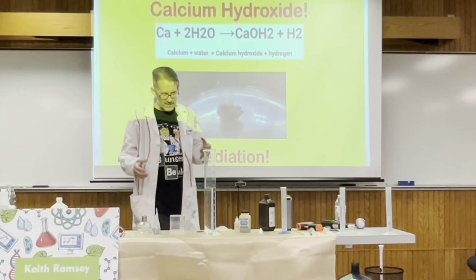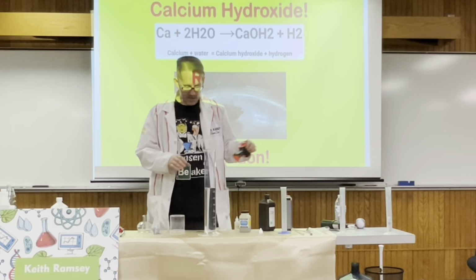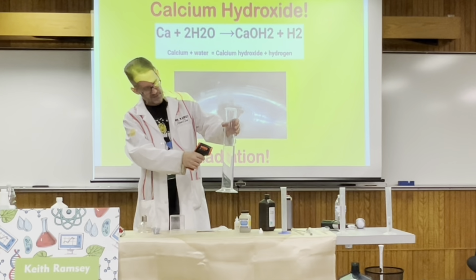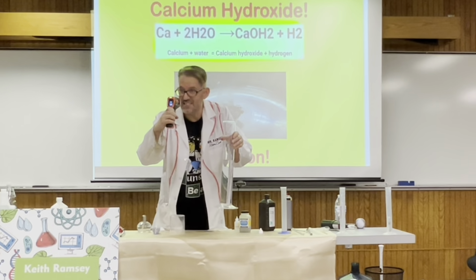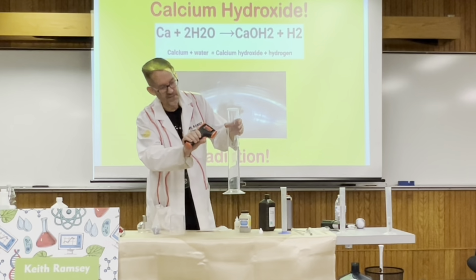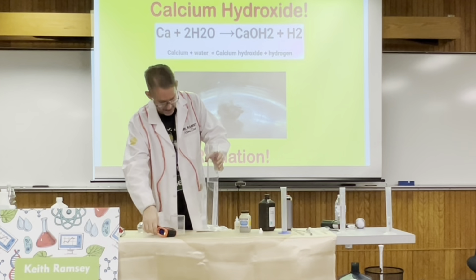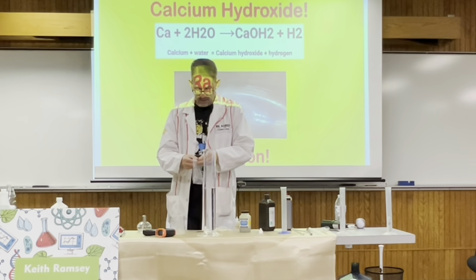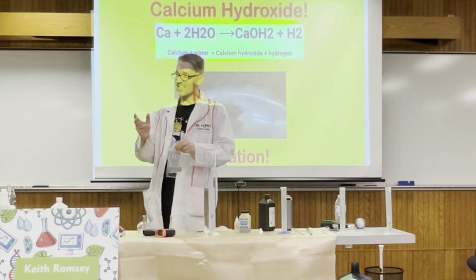I want to know how much heat is coming off this, how much radiant heat is coming off. So right now, we're going to do a test to see what the temperature is. So the temperature of the water right now is, I don't know if you can see that, 69.6 degrees Fahrenheit. And when I start adding our calcium, it's going to immediately start to react and release that hydrogen, but it's going to get hot.